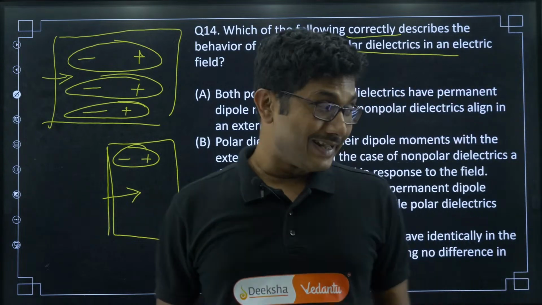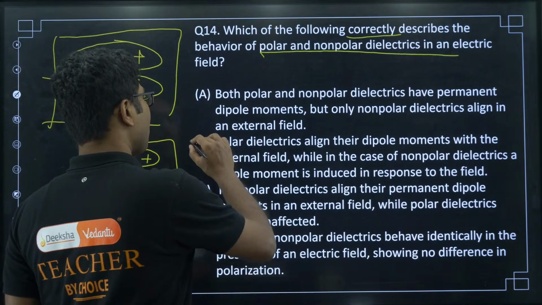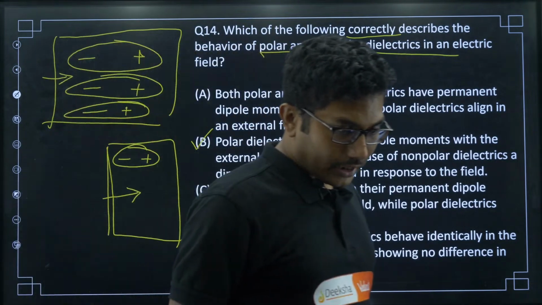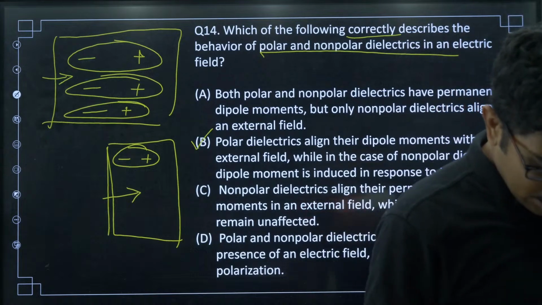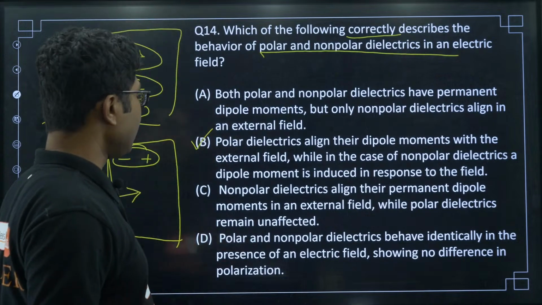So, option D, even though it is very tempting, is actually not correct. The correct answer is option B. Okay. So, I can see some of you have answered, only Shaukat Ali has answered 14 B. Yes, the correct answer is 14 B.